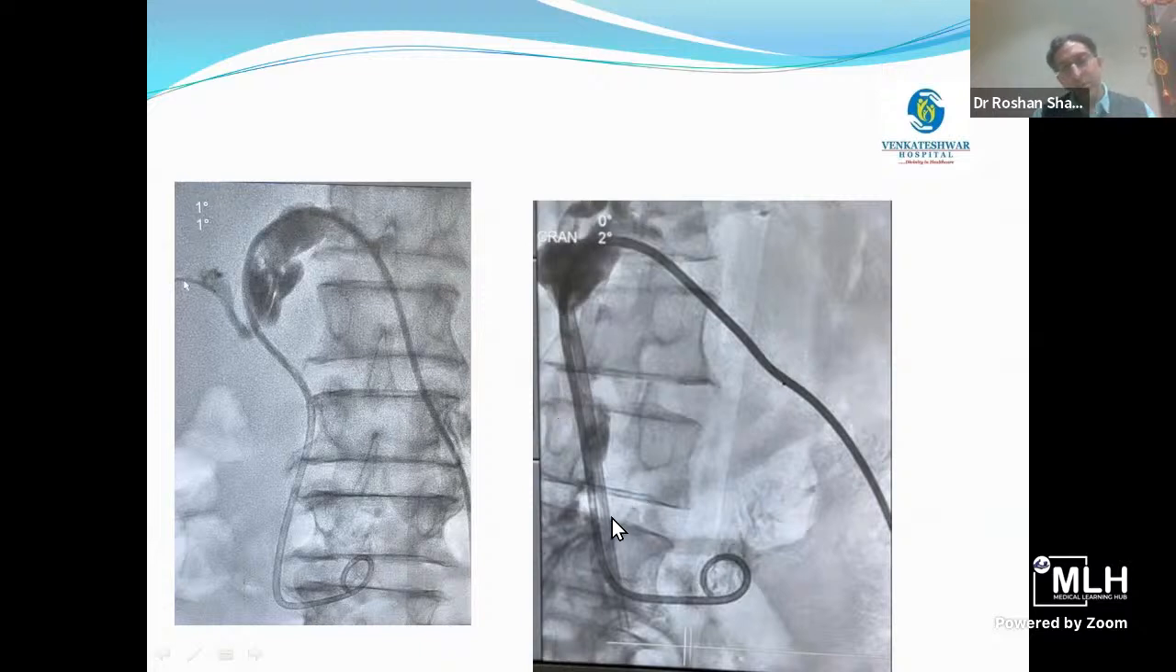This is another case post CBD stenting. There was obstruction, so the patient's bilirubin was raised. Then again, the patient was sent to us to put a PTBD. So we did the puncture. After puncturing, we entered into the stent. Through the stent, we entered into the duodenum. So the bile came out from here, external drainage and also internal drainage, and the bilirubin came down.